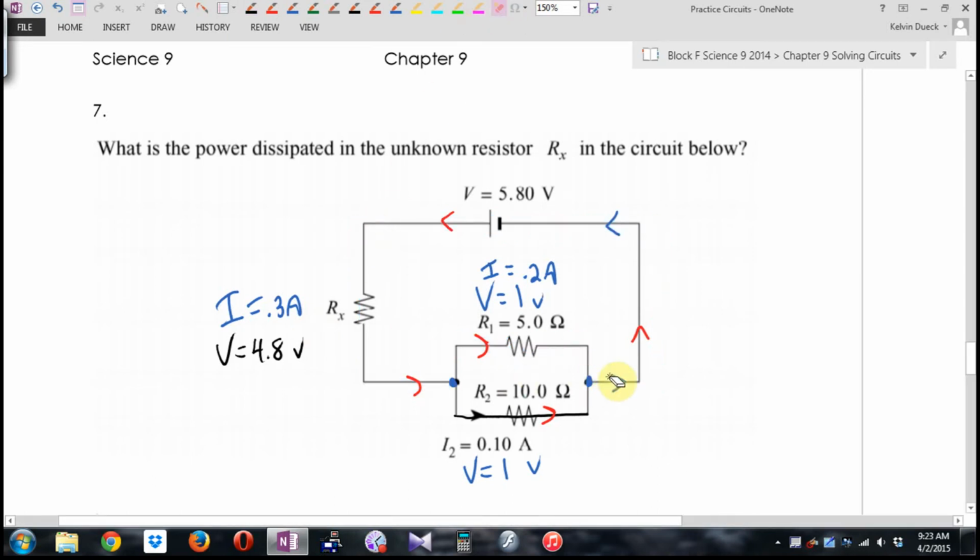And I'm done. Almost. Because I know 2 things. You know what? As soon as I know 2, I know 3 or 4. I can find anything else. What did they want me to find in that resistor? Read the question. Power. There's V, there's I. Please tell me there's an equation that has P and a V and an I in it. You know what? It's going to be whatever 4.8 times 0.3 is. 1.44 watts.